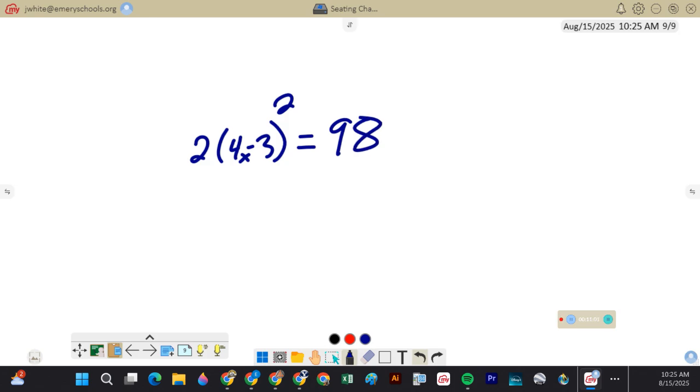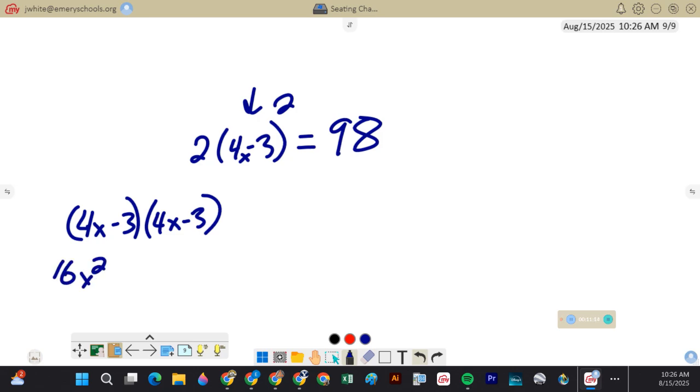You could multiply this out, 4x minus 3 times 4x minus 3, which is going to give you 16x squared minus 24x plus 9, and then times it by 2, and set it equal to 98, and then move the 98 over, and then factor, and that will work, but you made the problem much more difficult.